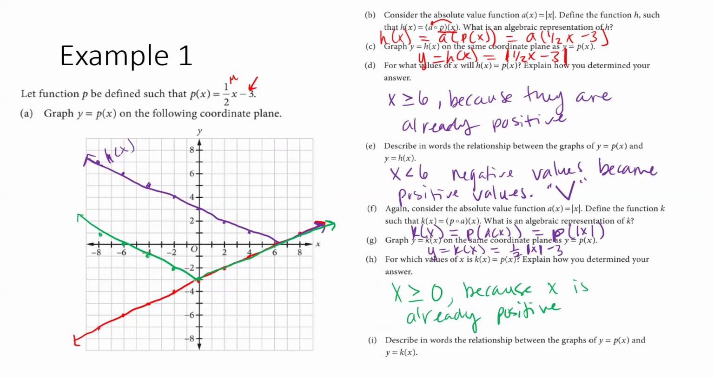All right, describing the relationship between the graph of P of X and K of X. The points were reflected, right? So your left points, your values, your x's, less than 0 are symmetrical to the y-axis. And they're symmetrical because they're going to mimic their positive side.